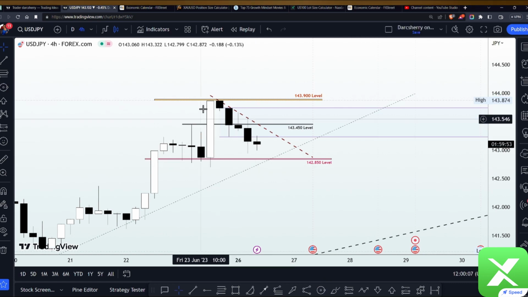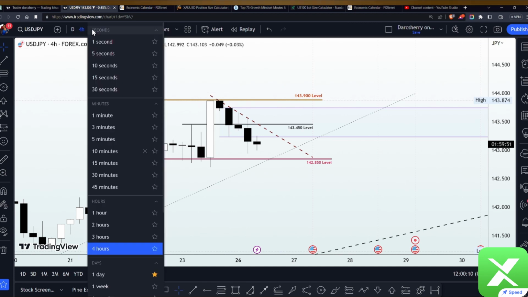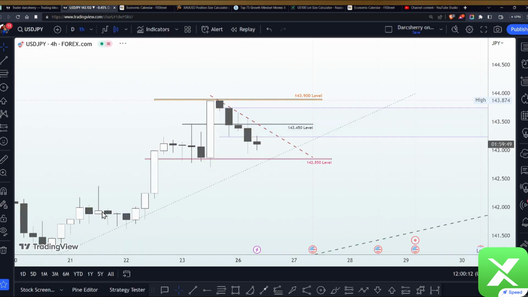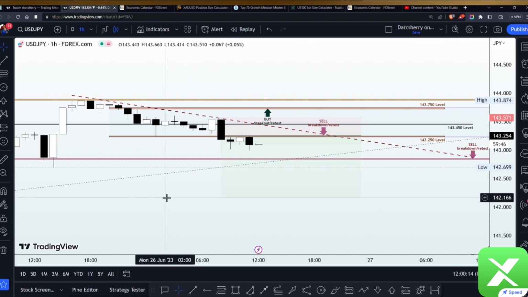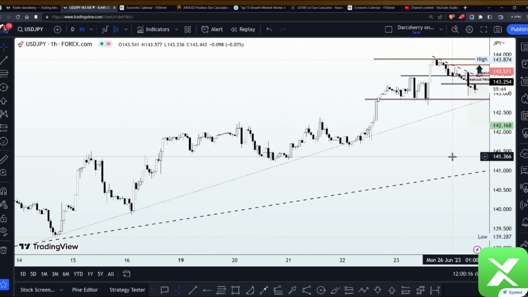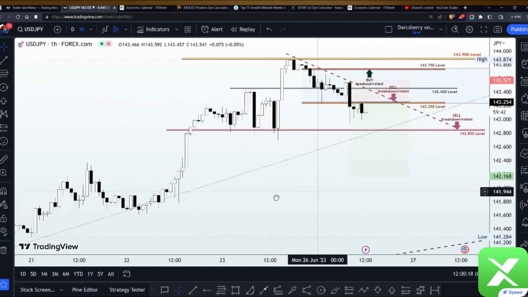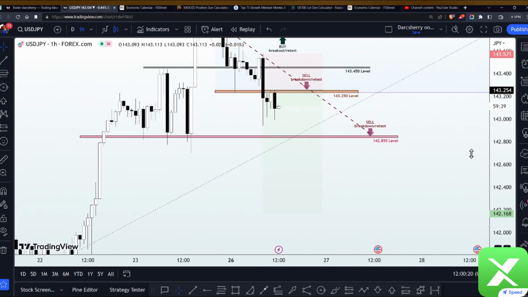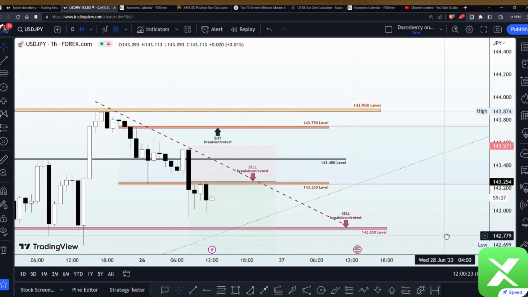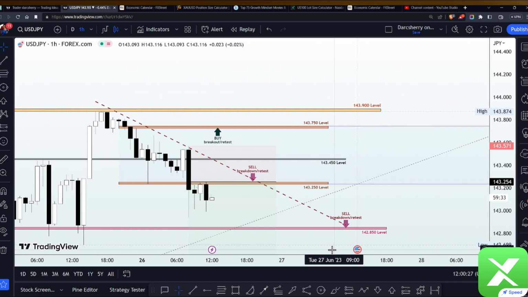Now, with the situation we have here, we want to scale down into the lower time frame to have a better perspective into what is really going on here. When we scale down into the 1 hour time frame, this is what I was able to come up with this morning. So I took into consideration the activity of price action early this week.